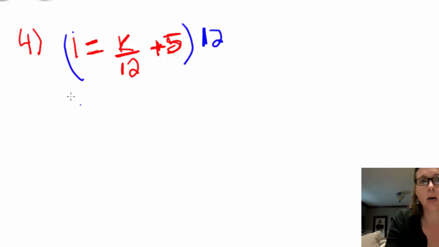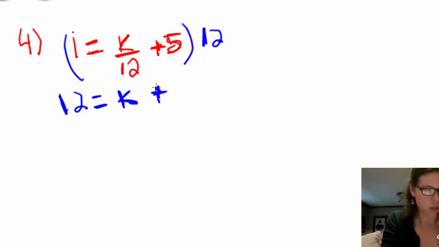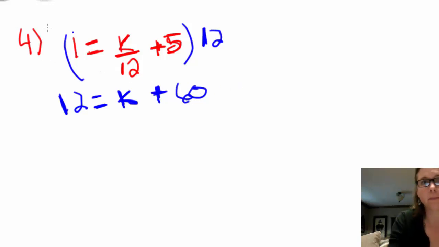So you have to multiply this 1. So that becomes 12 equals, and those 12s will cancel. So you're just left with k. Plus 12 times 5, 5 and 2 is 10. So 60. Okay, 60. So now 12 equals k plus 60.